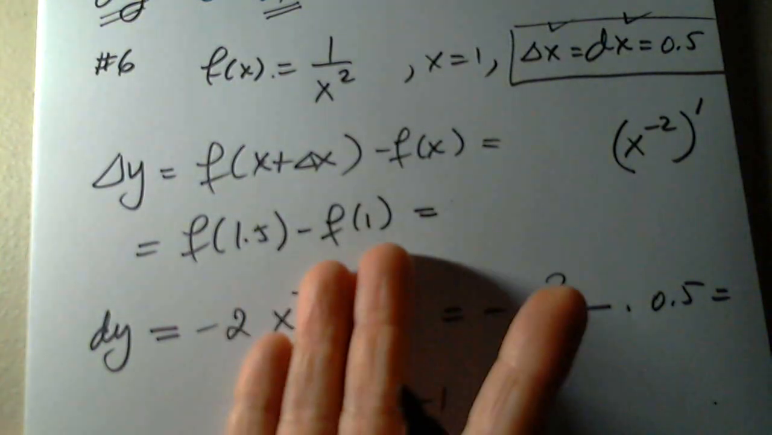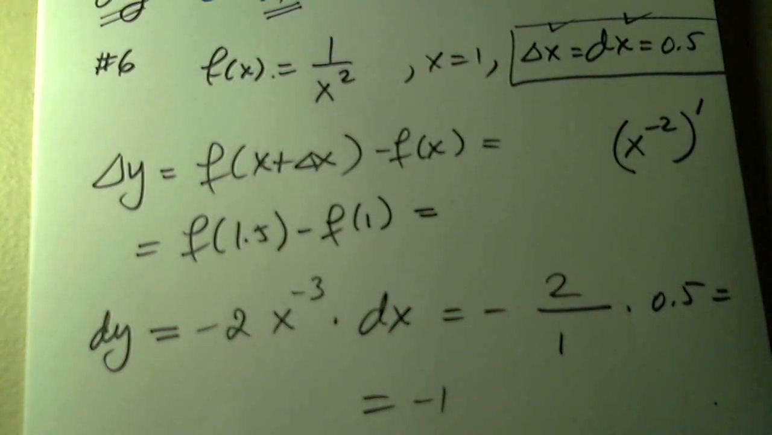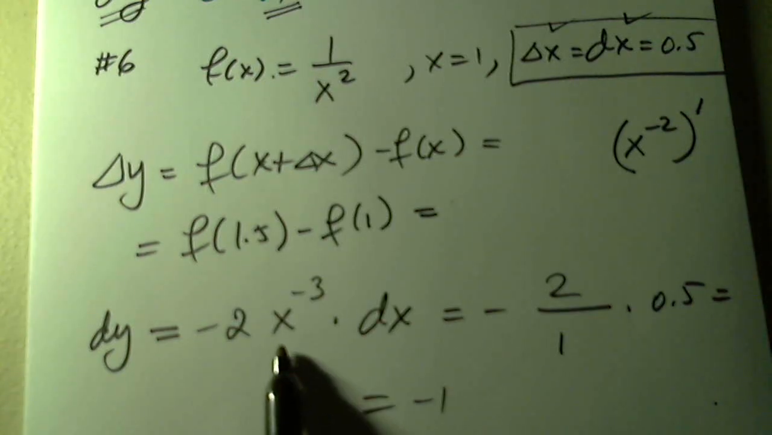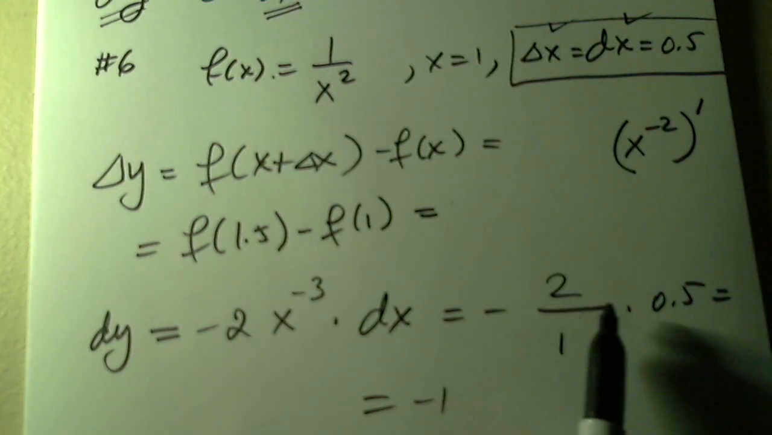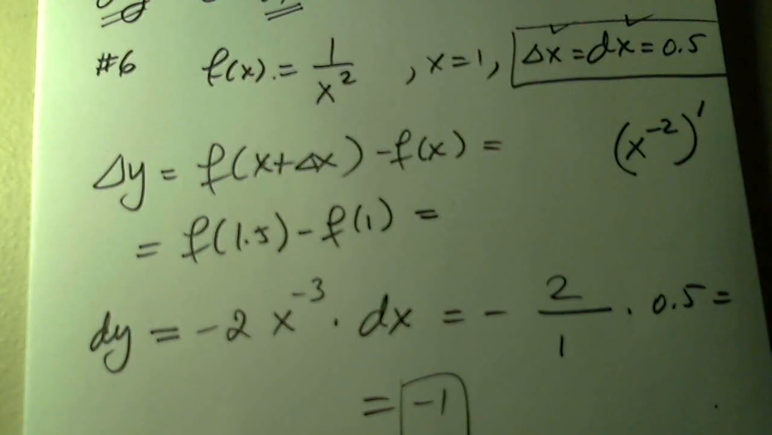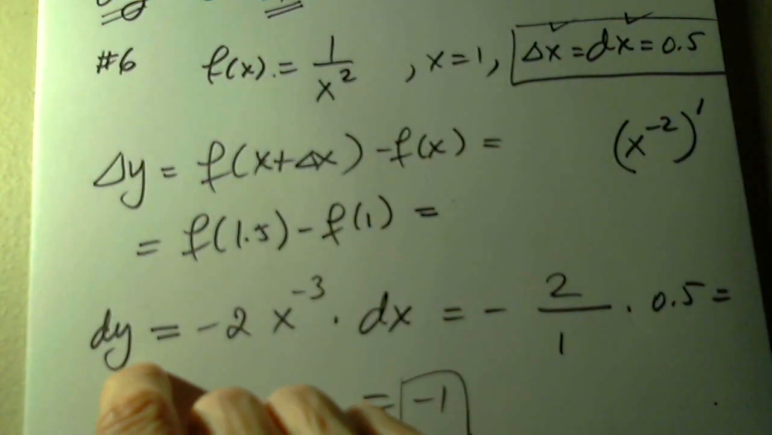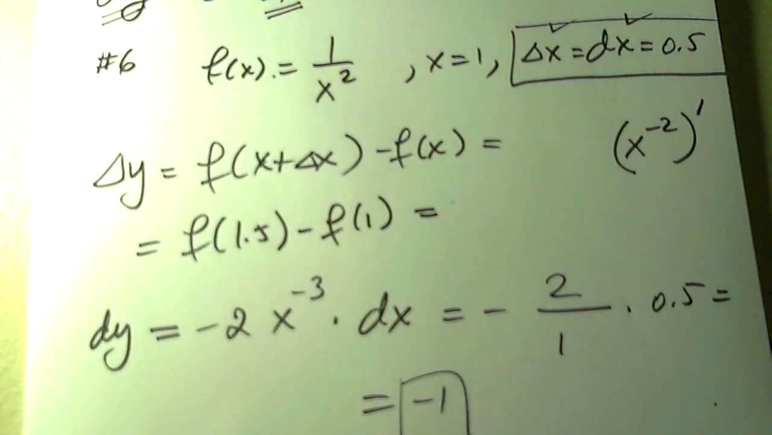Done. But here I have to use the calculator. When I do the algebra, I have to use the calculator on 1.5. But here, -2 over x to the third, which is 1, multiplied by dx, which is 0.5. When I multiply these two with a minus, I get -1. But yes, this is an approximation of the actual. I agree. So now let's see what we get.